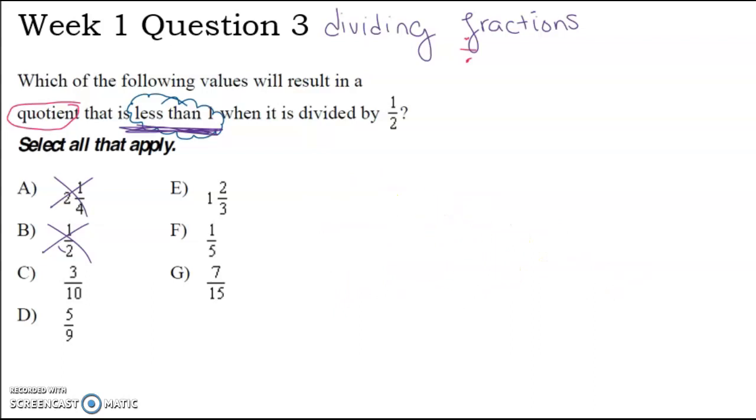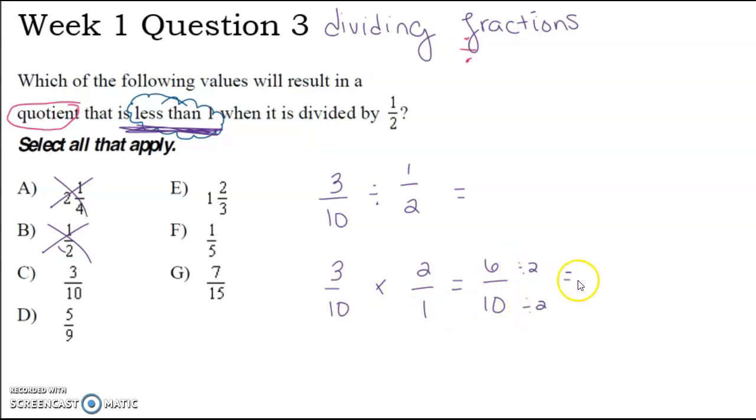Nice, clear. 3 over 10 divided by 1/2. I'm going to keep, change, flip. 3 times 2 is 6. 10 times 1 is 10. And I know both of these can be divided by 2. So that gives me 3 over 5. That is less than 1 because it's not even a whole. So it's definitely C. C's in there.